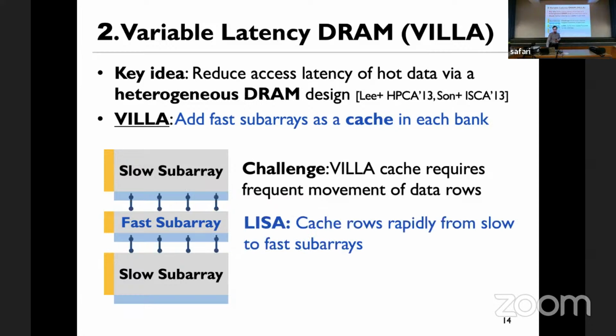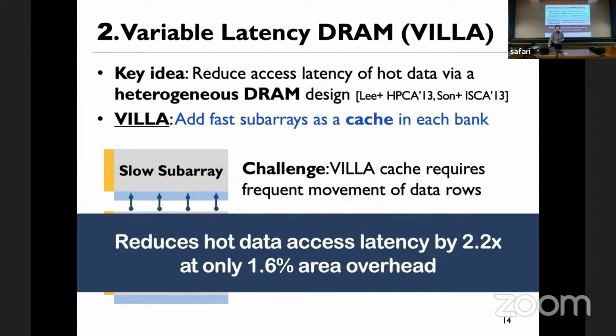Okay, I'll move on. So basically, by using this LISA, low-cost interlinked subarray substrate, using the isolation transistors, you have a very fast caching mechanism, right? You can move data from slow subarray to fast subarray, and if you need to, back from fast subarray to slow subarray. Whereas this didn't exist before. If you did not have these isolation transistors, you have to go through something else. So caching the rows is very difficult. And basically, the work shows that you can reduce the hot data access latency significantly with relatively small overhead.